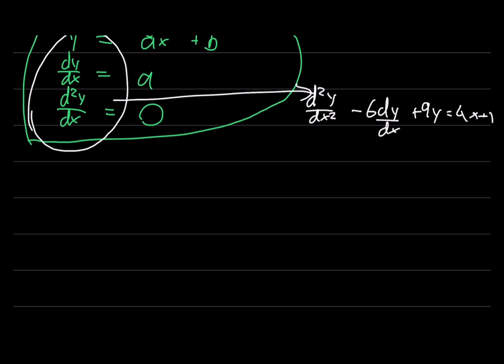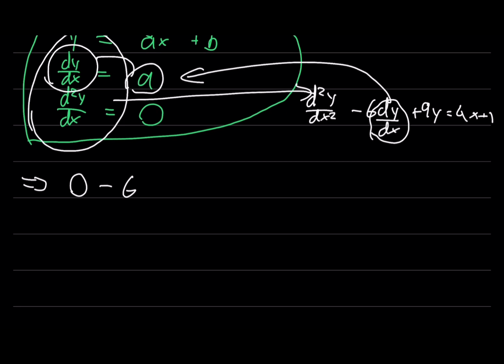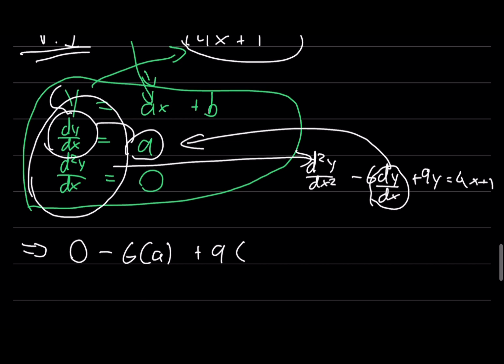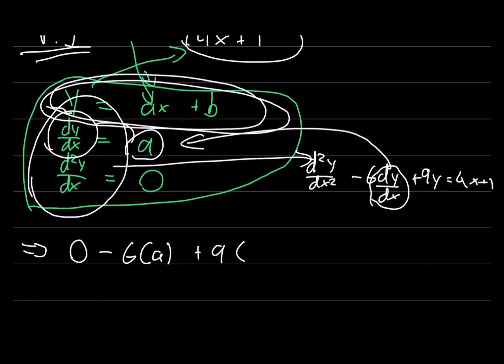So in substituting this, we know that d squared y by dx squared is equal to 0. So substituting that, we can put 0 minus 6 times dy by dx itself, the first derivative, which is just equal to a. So where we have dy by dx, we'll put a instead. So minus 6 times a, and then plus 9 times y. Well, what did we let y equal to? We let y equal to the form of the right-hand side, which is ax plus b. So plus 9 times ax plus b should be equal to 4x plus 1.